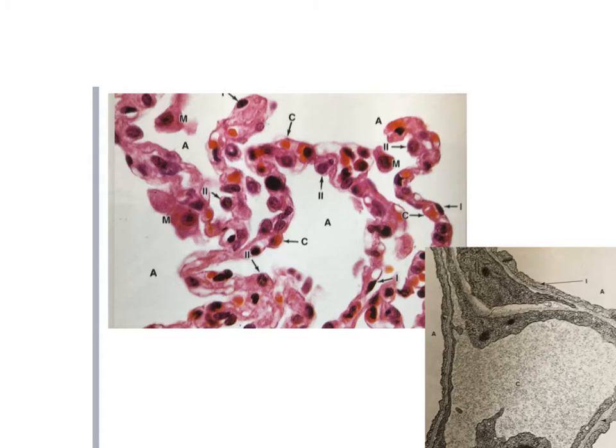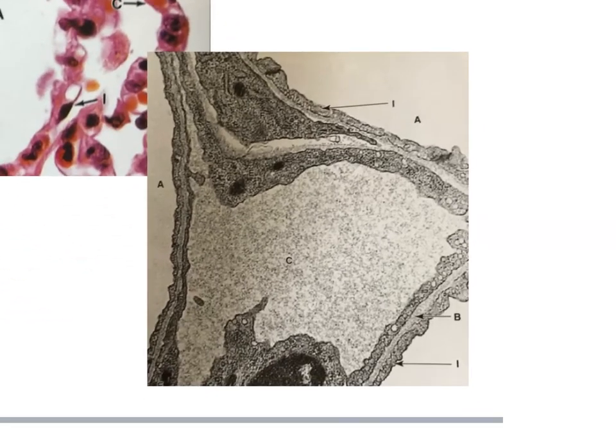We talked about type 1 pneumocytes, type 2 pneumocytes, capillaries. What's M? It's a macrophage. It's a dust cell. Bigger in size. It's really not part of the alveolar wall. It kind of runs through.